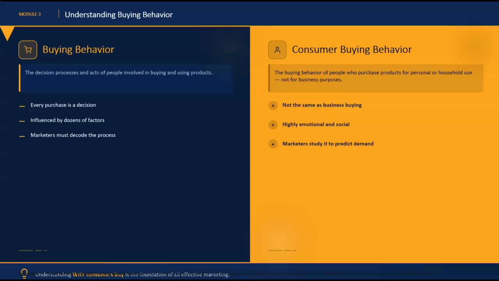So, buying behavior and consumer buying behavior. Buying behavior is the broad term. It includes businesses, governments, and includes purchasing anything. Consumer buying behavior, on the other hand, narrows the focus to personal and household purchases. This is the behavior marketers study most intensely because it drives B2C, which is business to consumer commerce.